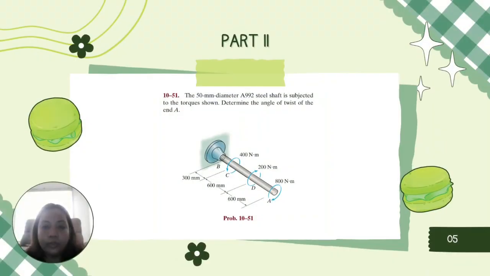So for question 10.51, the problem states that the 50 mm diameter A992 steel shaft is subjected to the torque shown. Determine the angle of twist of the end A. The figure shown is the figure for problem 10.51.